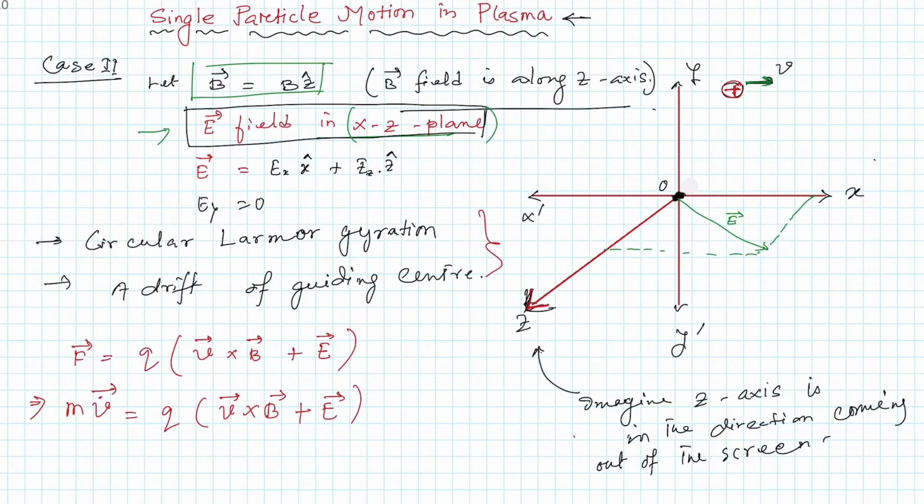Now from here, this v dot will have three components. We can write it like this: m vx dot x cap plus vy dot y cap plus vz dot z cap is equal to, so here let me clean this part.